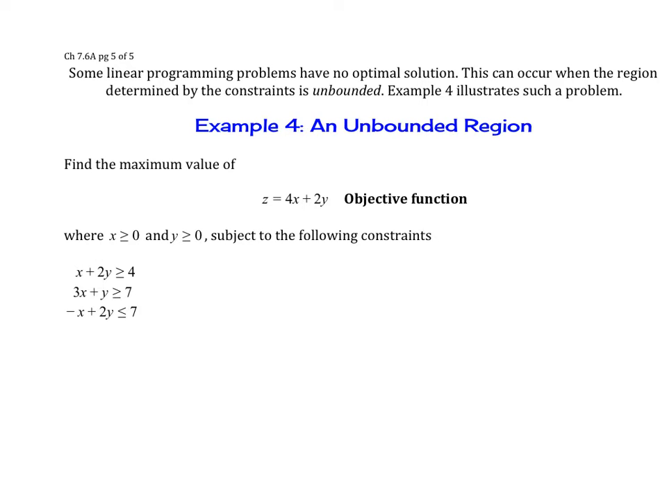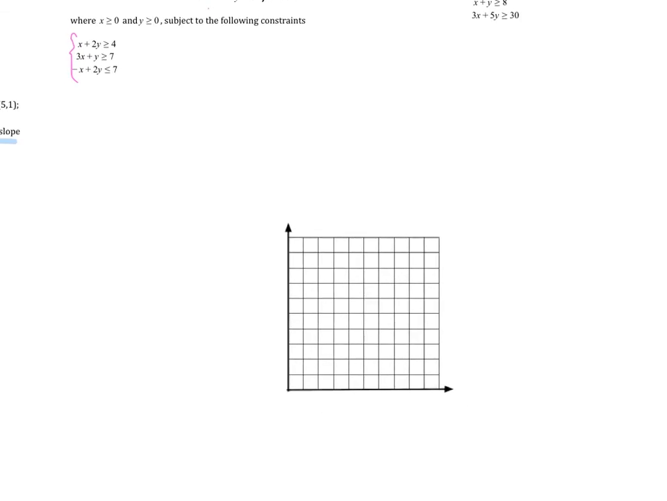Find the maximum value of z = 4x + 2y with our objective function there, and x is greater than or equal to 0, y is greater than or equal to 0, subject to the following constraints. So again, with the rules, we have to graph all of our constraints, shade it, and then find our answers after we plug in the vertices.